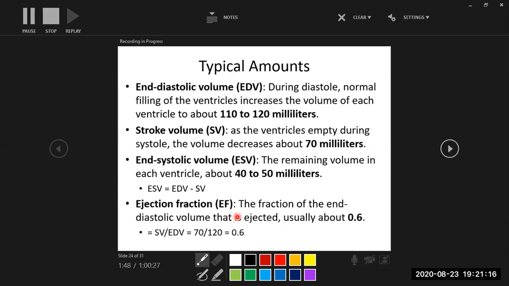Here we can also get the ejection fraction. The ejection amount is 70. The total we have is 120. So 70 divided by 120 is about 0.6. This is the ejection fraction, EF.